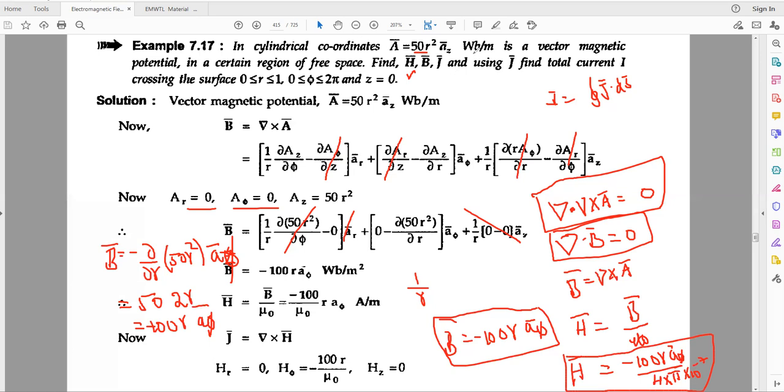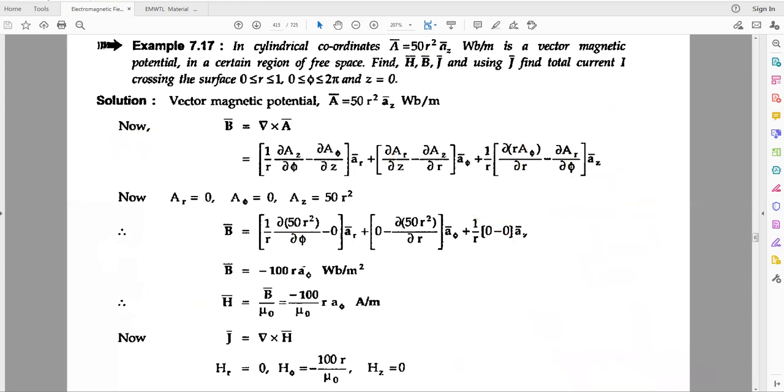And they're asking for J bar also. There is another Maxwell's equation saying del cross H bar is equal to J bar. In this H bar, only the Aφ bar term is there, which means Hφ only. HZ and HR are zeros.